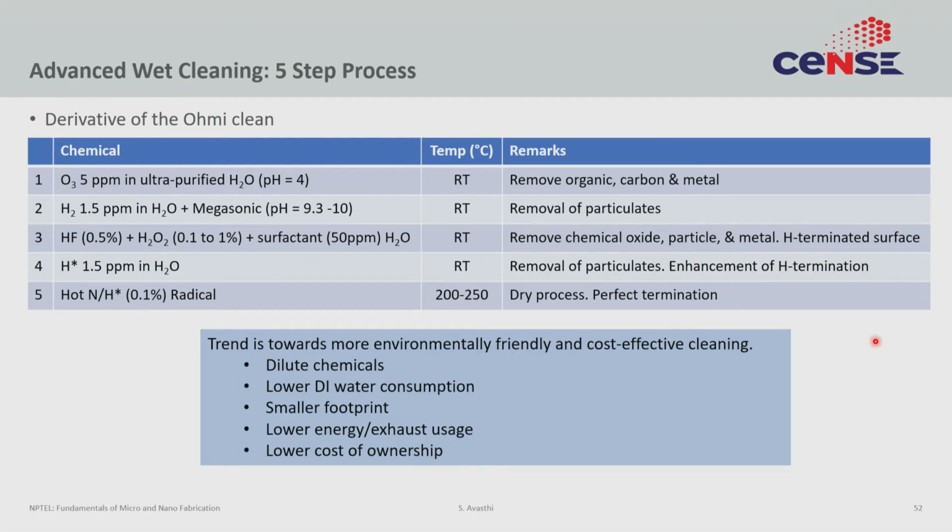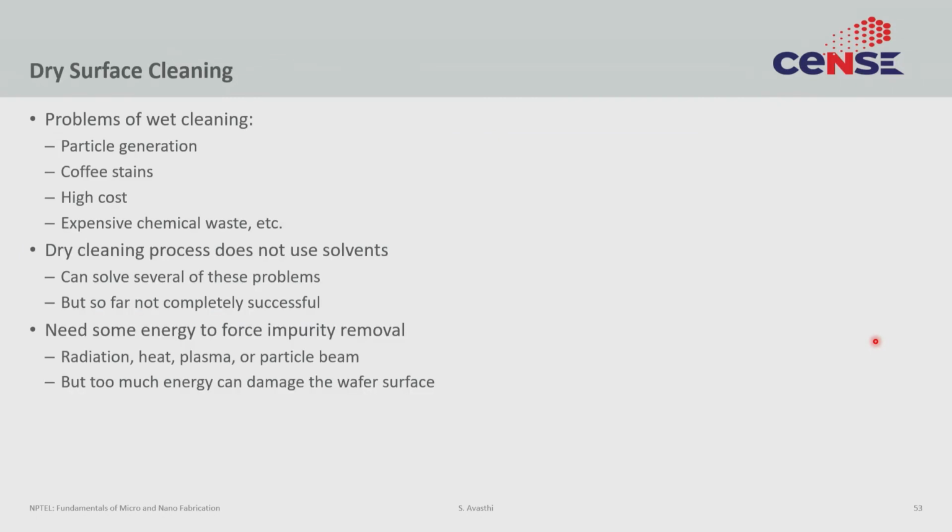Several derivatives of Omi clean have come up since then. I'll leave you to read through this slide. It's some variation of using megasonic, surfactants, peroxide, HF, etc. In general, the trend is the same: dilute chemicals, lower DI water consumption, smaller footprint, lower energy and exhaust usage, and lower cost of ownership. Okay. With that, we'll end wet cleaning and we'll move towards dry surface cleaning.